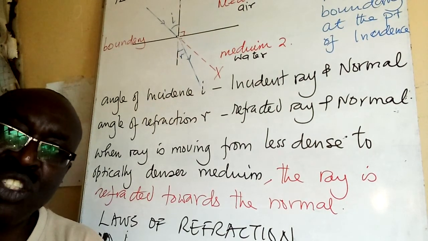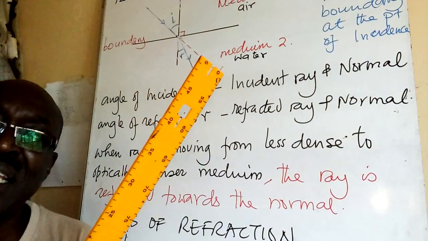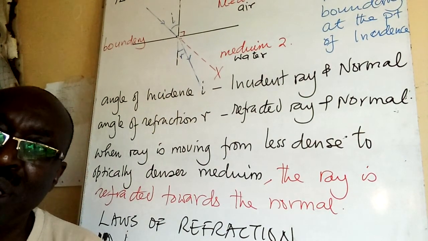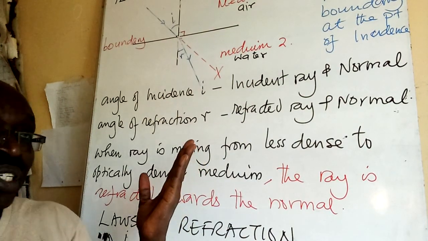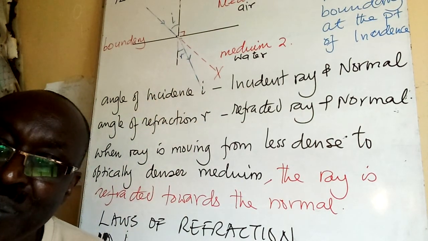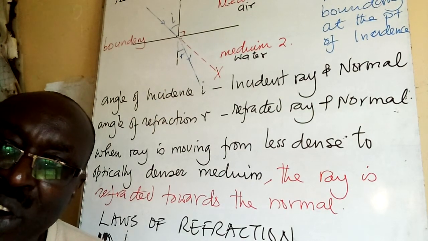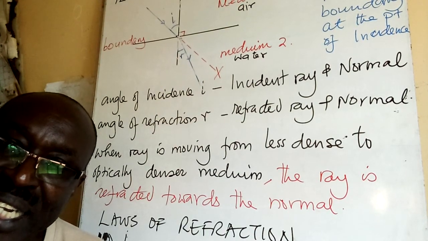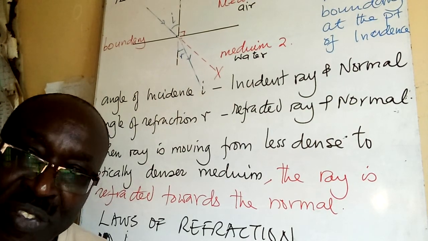So when it is a homogeneous optical density medium, then the ray moves straight. In a non-uniform medium, like here, air and water, the optical density of air is different from that of water. So it cannot move in a straight line. It will change direction, which is the essence of refraction.